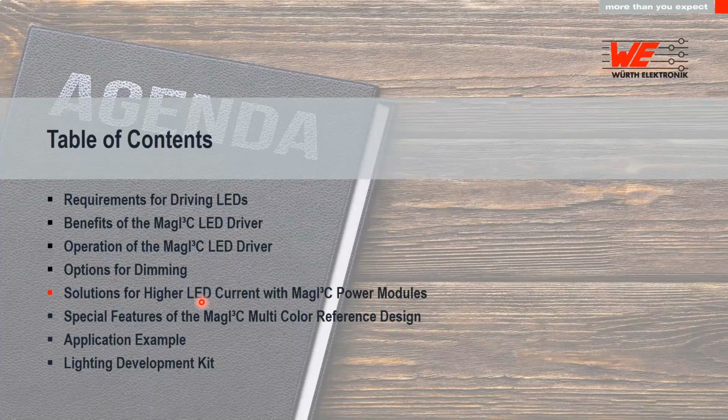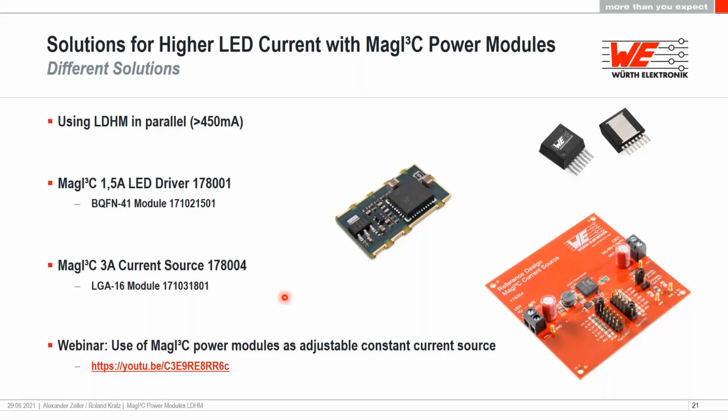We also have ready-to-test solutions for higher LED currents with MagIC power modules, which act also as LED drivers. I will show you this also in more detail in the next slides. This is our LED driver, the LDHM, which I talked about at the beginning of this webinar. For higher current, you can use 2 LDHM modules in parallel, so that you can achieve up to 900 milliamps.